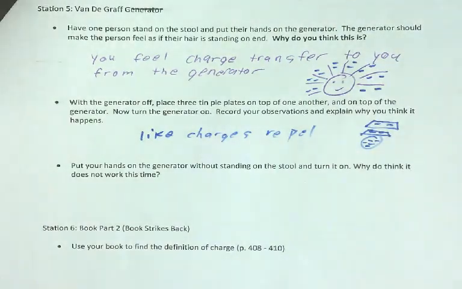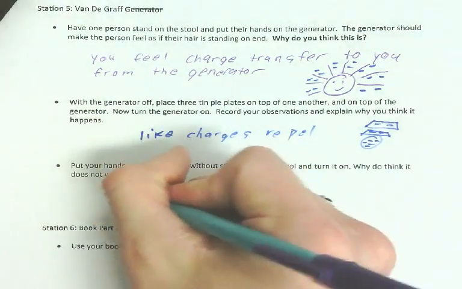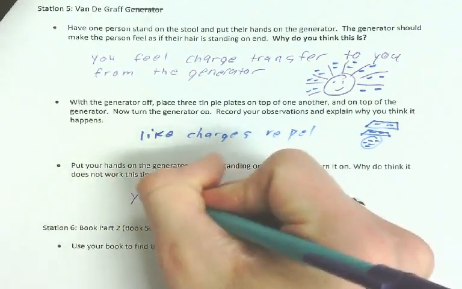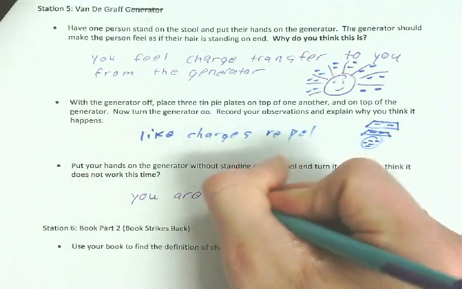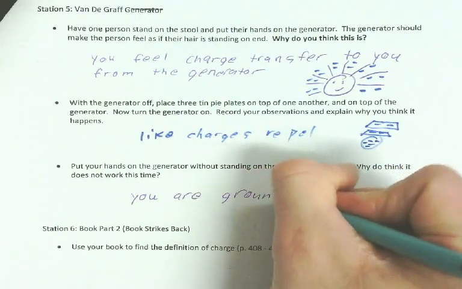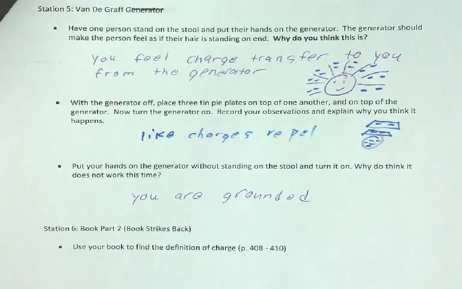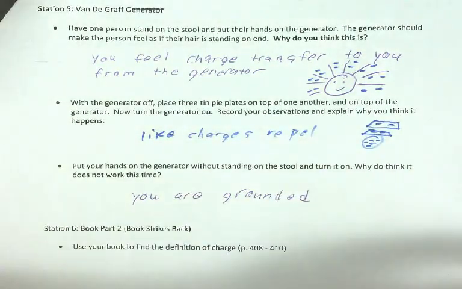Okay, and put your hands on the generator without standing on it. Why does this not work? It's because you're grounded. Grounding is whenever charge goes directly from one object into the ground. So you can't build charge that way. That's why you had to stand on the stool. If you didn't stand on the stool, it wouldn't work.